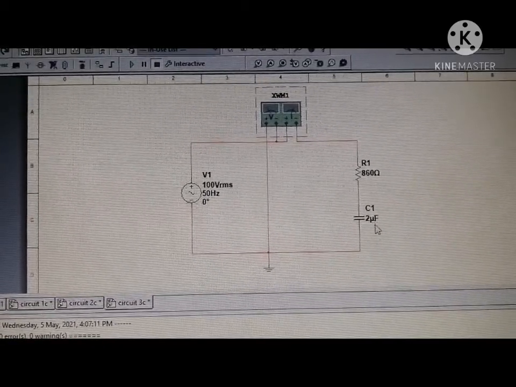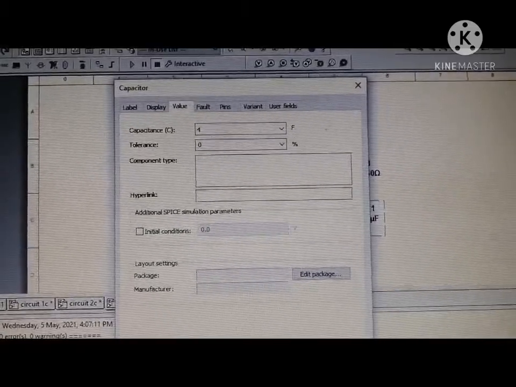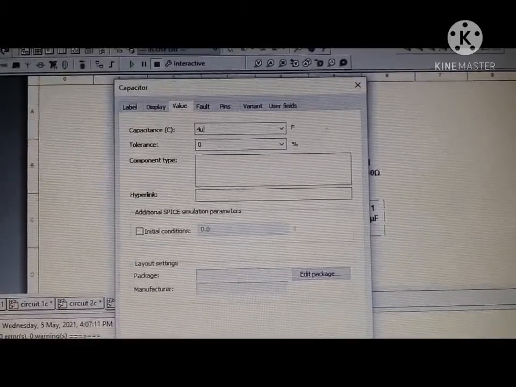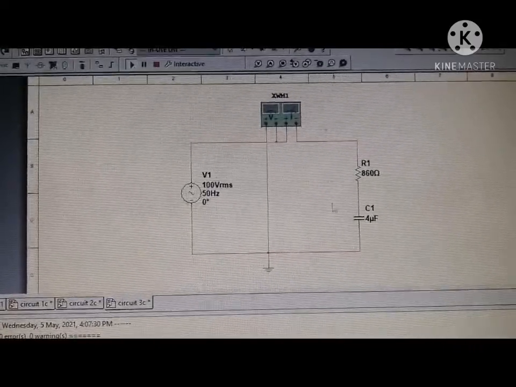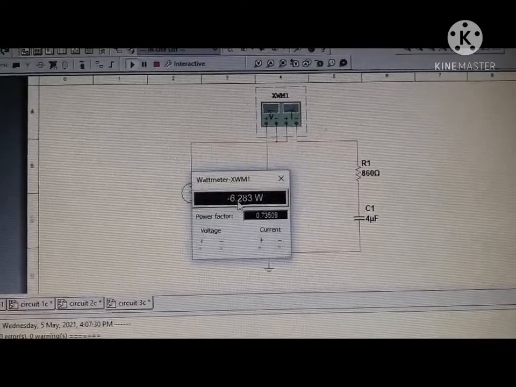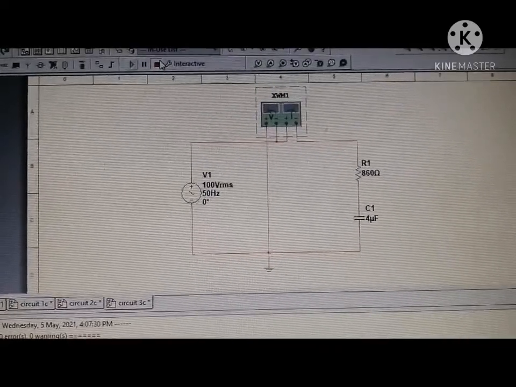Okay, the value of the resistor is the same, change the capacitor to 4 microfarad, and then you will get the answer. Run the simulation, negative 0.283 watt. Okay, so stop the simulation.